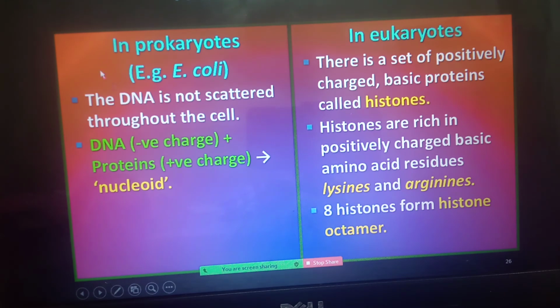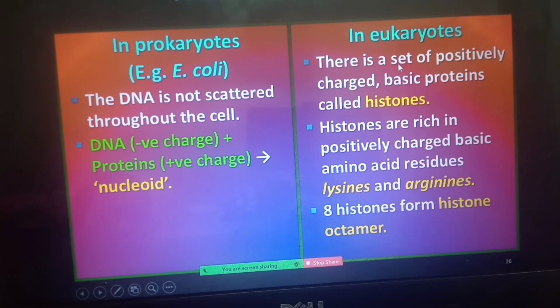Packaging of DNA. The case of E. coli: the DNA is not scattered throughout the cell. It is found freely in the cytoplasm. The DNA is negatively charged, and it gets wrapped with a positively charged protein that is a non-histone protein. These two compact structures together are said to be the nucleoid.